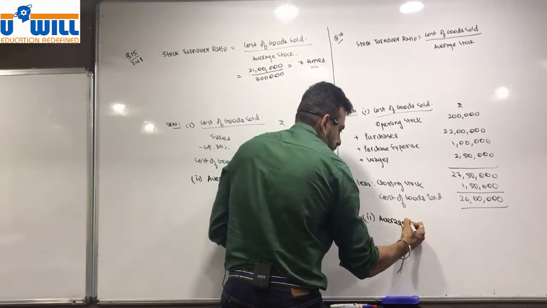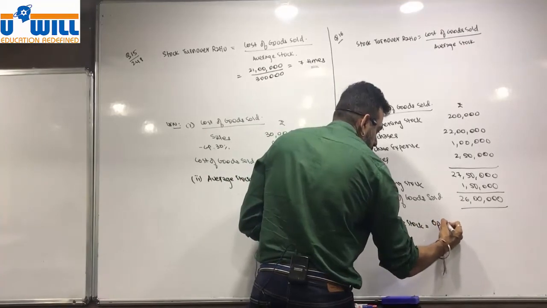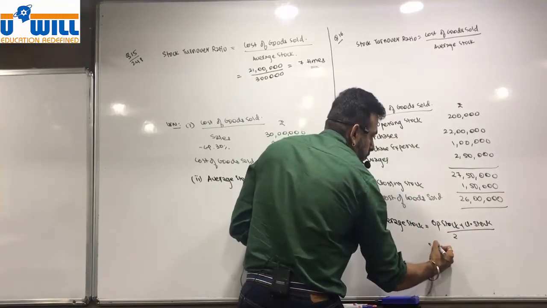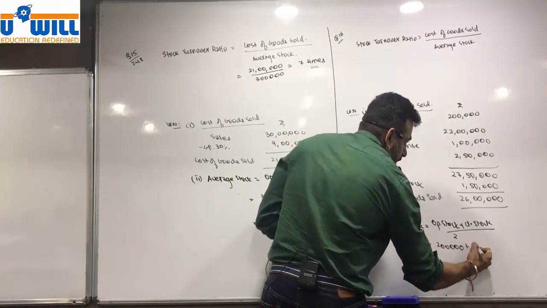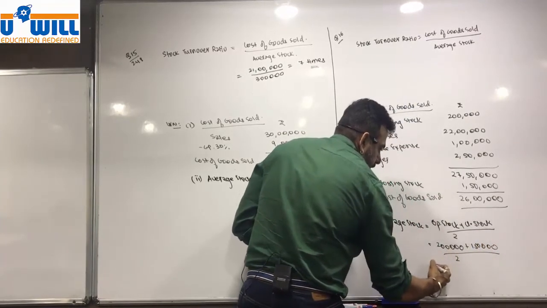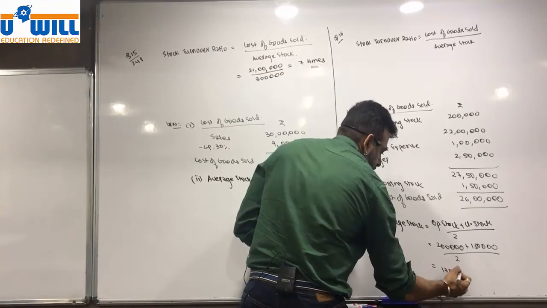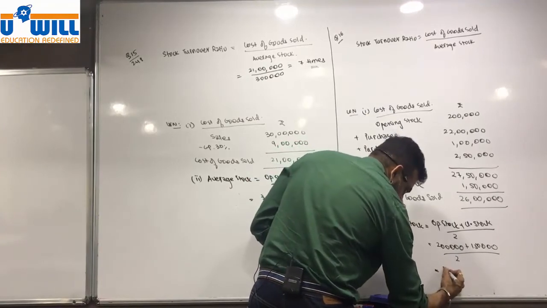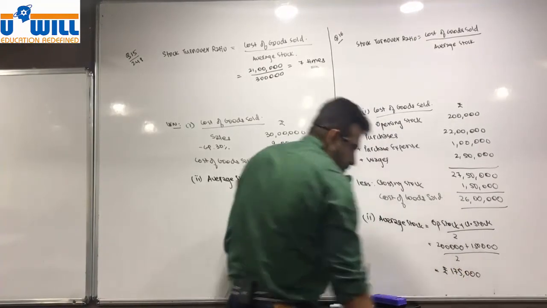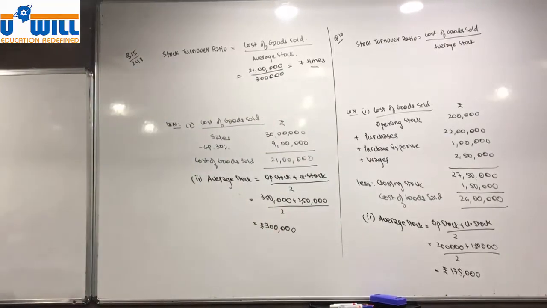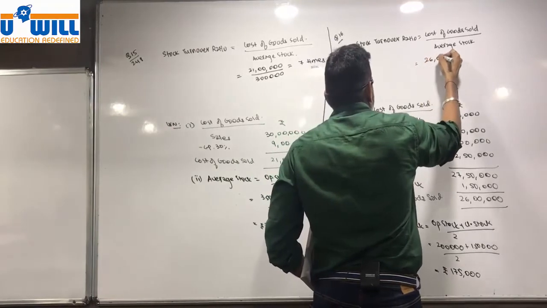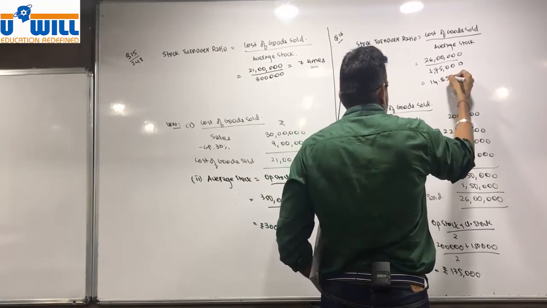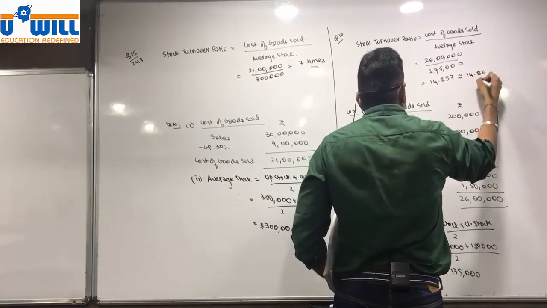Average stock is equal to opening stock plus closing stock divide by 2. So 2 lakh plus 1,50,000 is 3,50,000, divide by 2 is 1,75,000. So 26 lakh upon 1,75,000. How much? 14.87. 14.86.